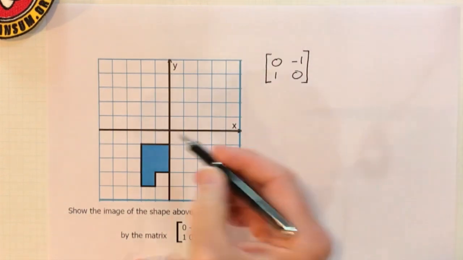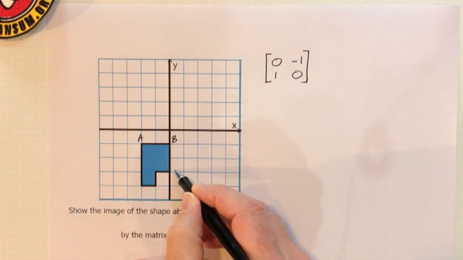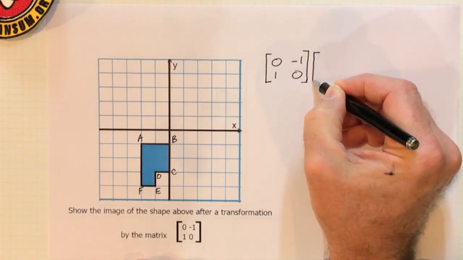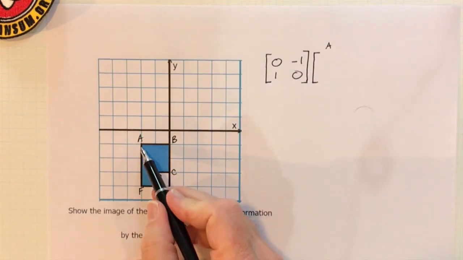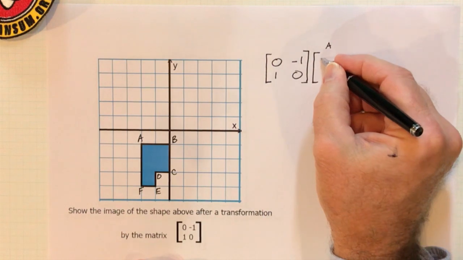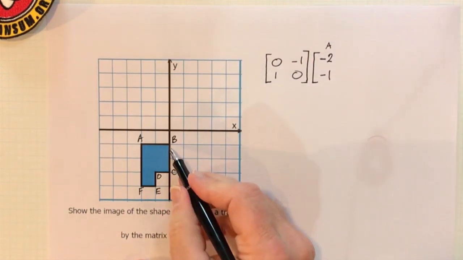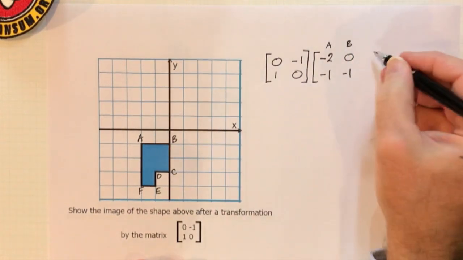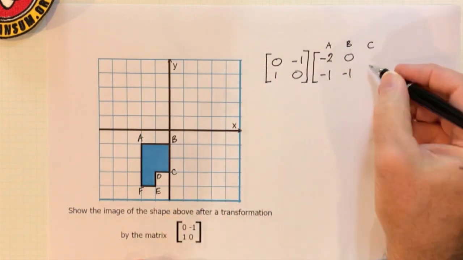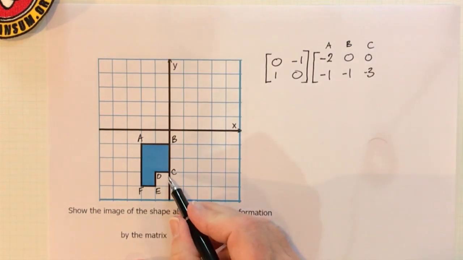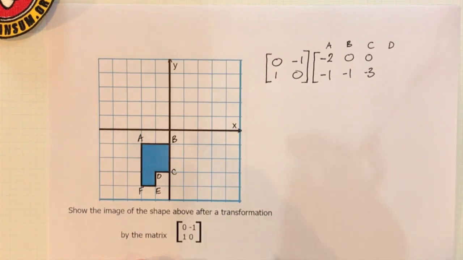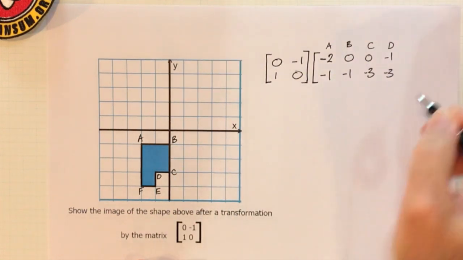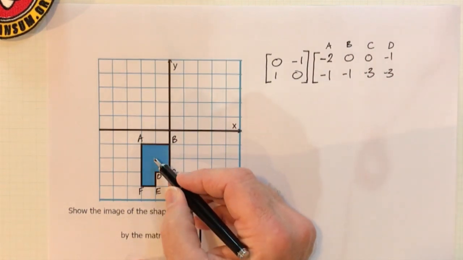And what I'm going to do now to make things a little bit more clear is I'm going to label the points of this shape. So I'm now going to make another matrix with the coordinates of these points. So A is -2, -1. So I'm going to write -2, -1. And then B is at 0, -1. That's the point B. And then C is at 0, -3. And then D is at -1, -3. E is at -1, -4.